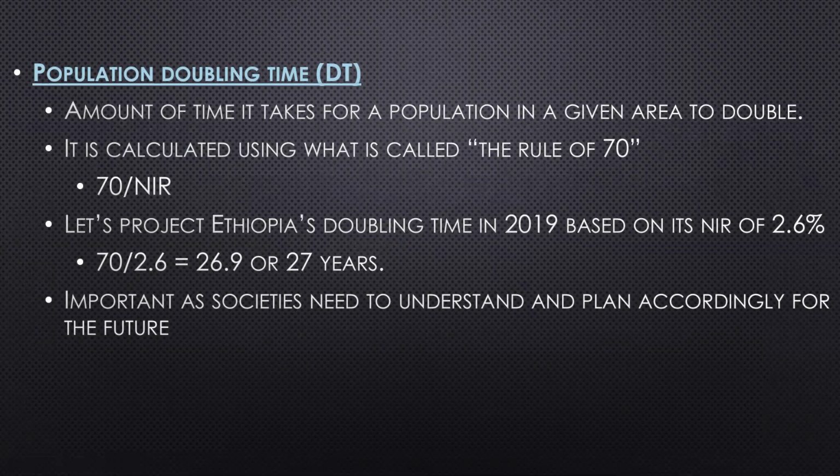All right. So yeah, the second data here that geographers look at is population doubling time, DT, right? The amount of time it takes for a population in a given area to double, right? It's calculated using what's called the rule of 70, so 70 divided by the natural increase rate. So I mean, we could project Ethiopia's doubling time in 2019 based on its NIR of 2.6%. So 70 divided by 2.6, 26.9 or 27 years, right? So that's how long it'll take for Ethiopia's population to double, right? That's what it's calculating, right?